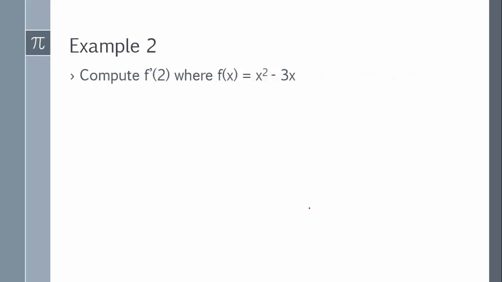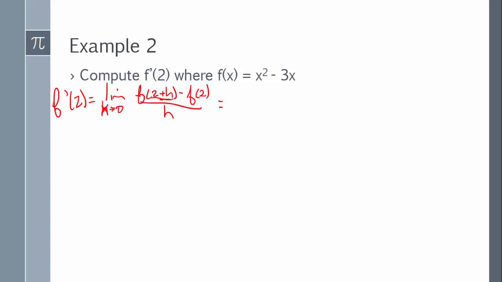Okay, let's do another one. Let's do one that's a little bit more of a complicated function. Let's use x squared minus 3x, and let's get just the slope. Let's get f prime of 2. We don't have to turn it into the actual tangent line. Let's just get what the slope of that tangent line would be. So again, we'll use our definition of the derivative, f prime of 2. It's going to be the limit as h approaches 0 of f of 2 plus h minus f of 2 all over h.